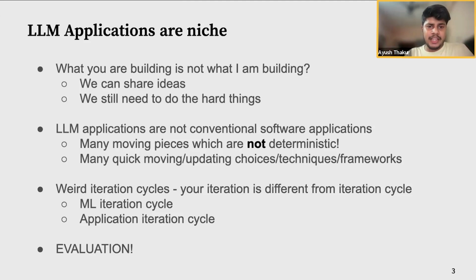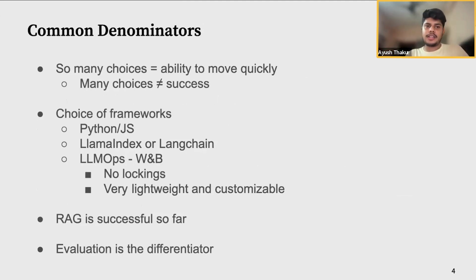And obviously, evaluation is the differentiating factor, so we need to think it through and do evaluation correctly, right? Despite all this, there are some obvious common denominators. We do have a lot of choices today because the space has exploded. Even though LLM application building is not conventional software development, it still relies on a lot of conventional techniques and ideas, which I will discuss later on.